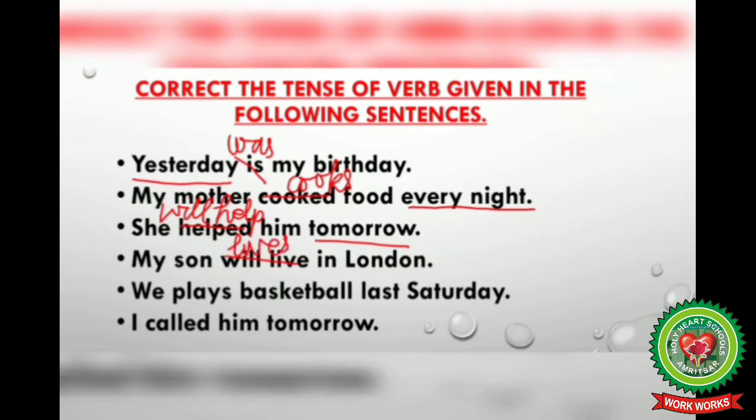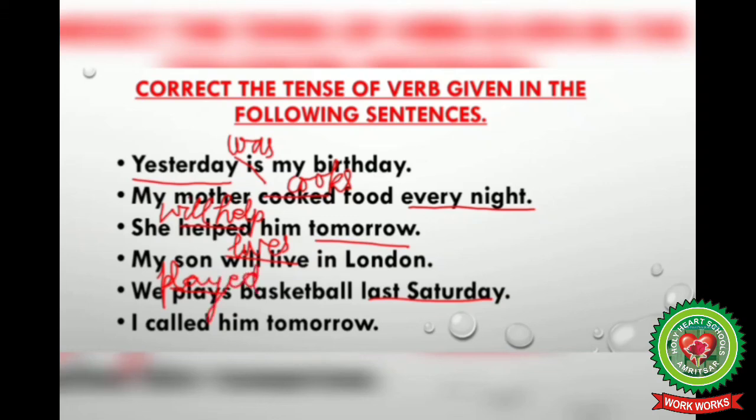Now moving on to our next question. We played basketball last Saturday. Last Saturday in a sentence indicates that an action happened in the past. So we should use past form of verb. Instead of plays, played will come. So we played basketball last Saturday.